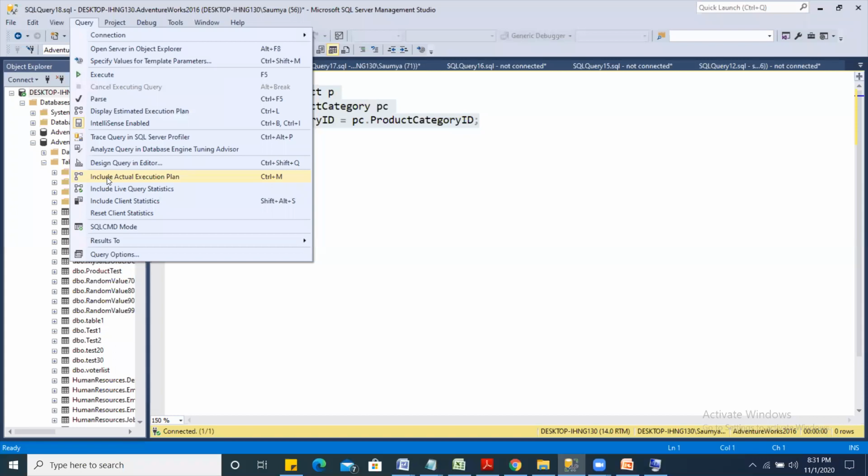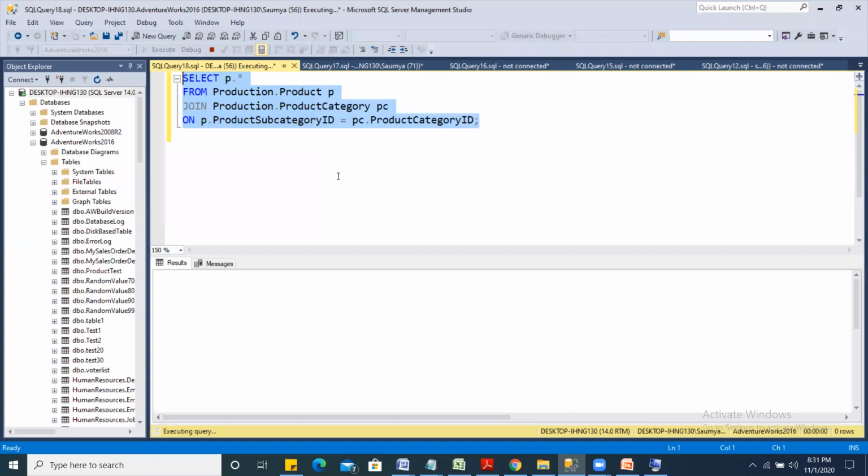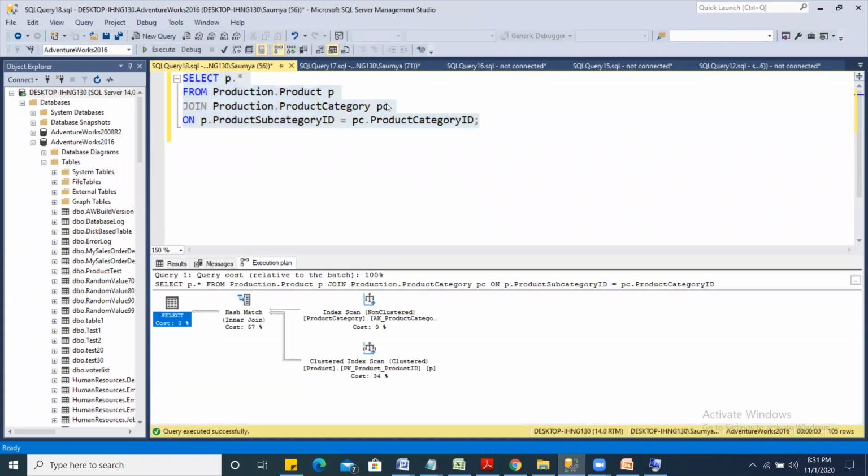Include actual execution plan. We have to select here. Execute it. The query got executed. Here we have the execution plan. So the query optimizer of SQL Server is a cost-based optimizer. Cost of every operator is calculated in terms of CPU cost, IO cost, and subtree cost.